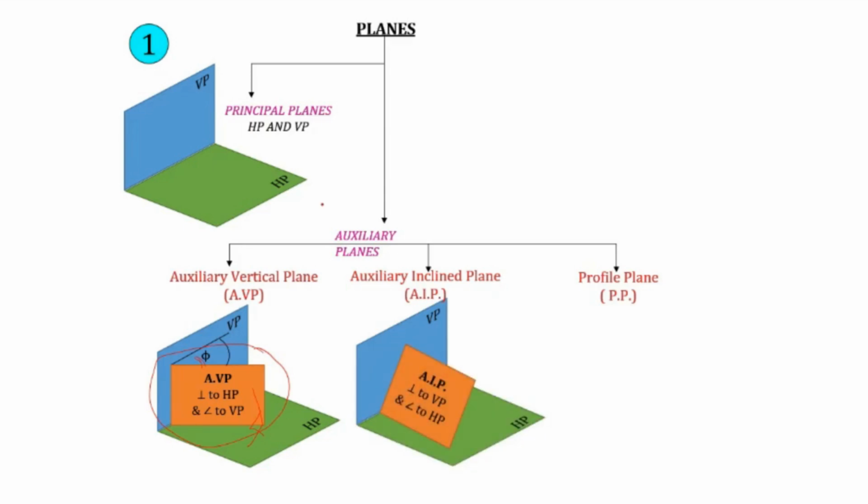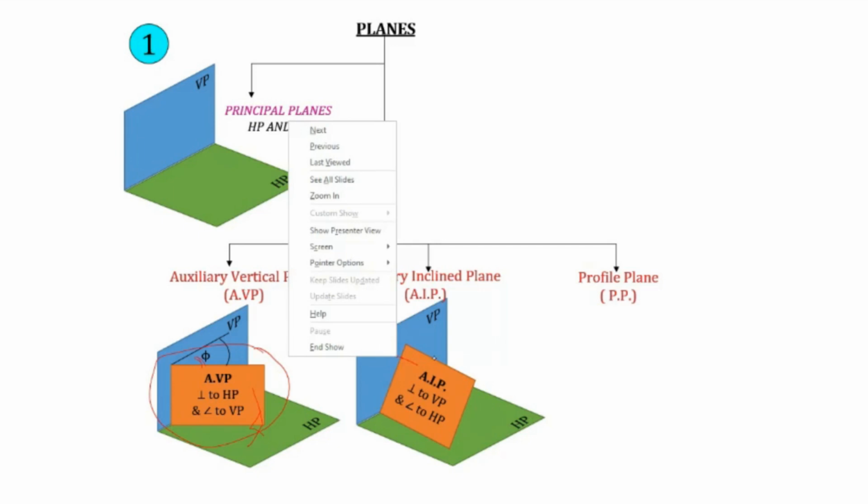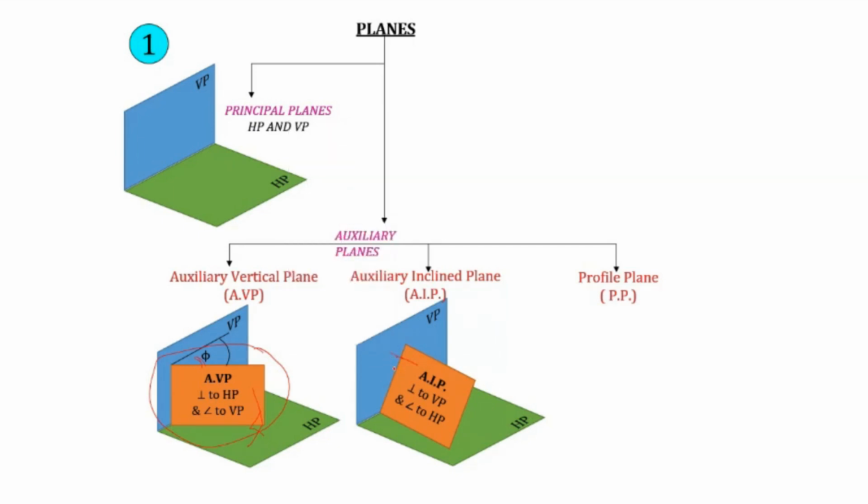So here this angle is 90 degrees. The angle between these two will be 90 degrees. But here the angle is not 90 degrees. So that is the concept of auxiliary vertical plane as well as auxiliary inclined plane. We may not use this too much in our course, but at times we may need it, and at that time I will explain the concept again, no problem.